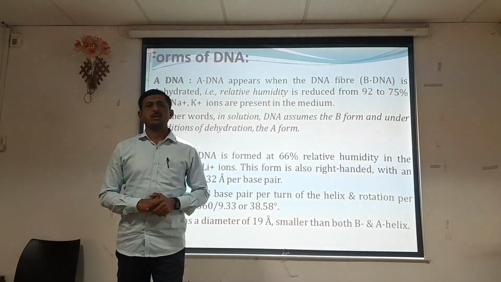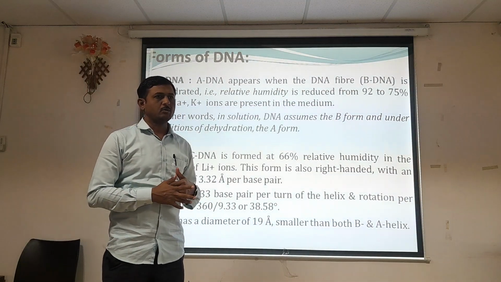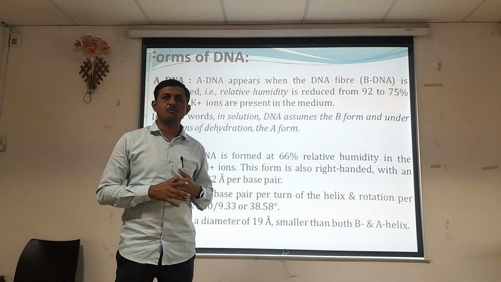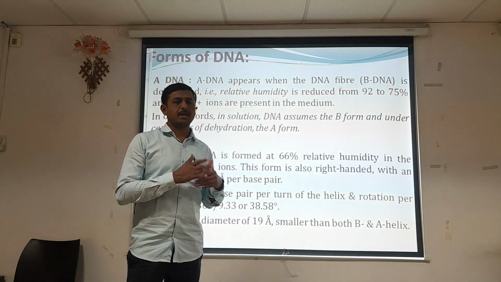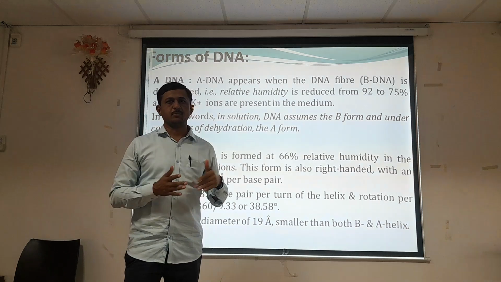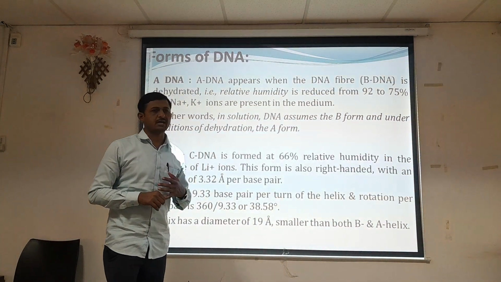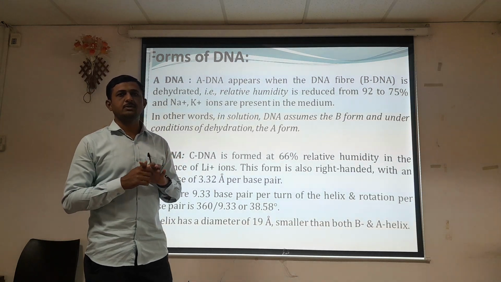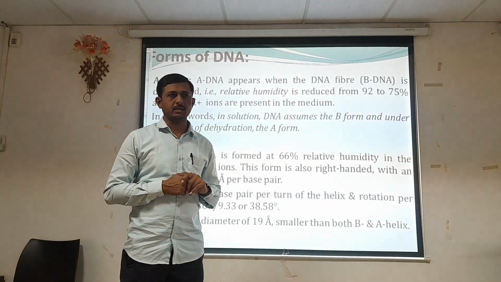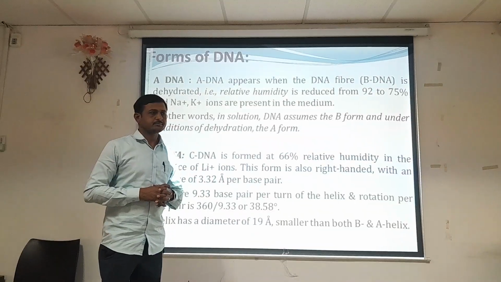Hello dear students. In the last lecture we discussed how the DNA strand can be formed with parallel and anti-parallel bonding between the nitrogen bases, the purine and pyrimidine bases. So on the basis of the arrangement and structure formed by the DNA, there are different forms which are normally present in the environment.